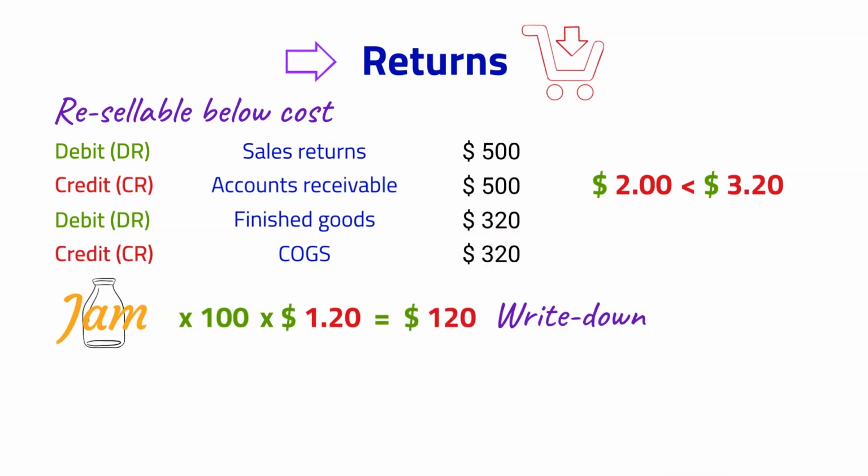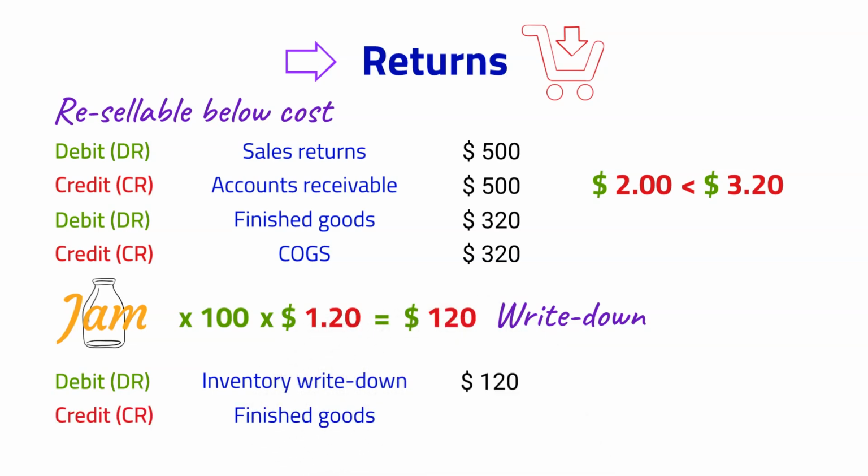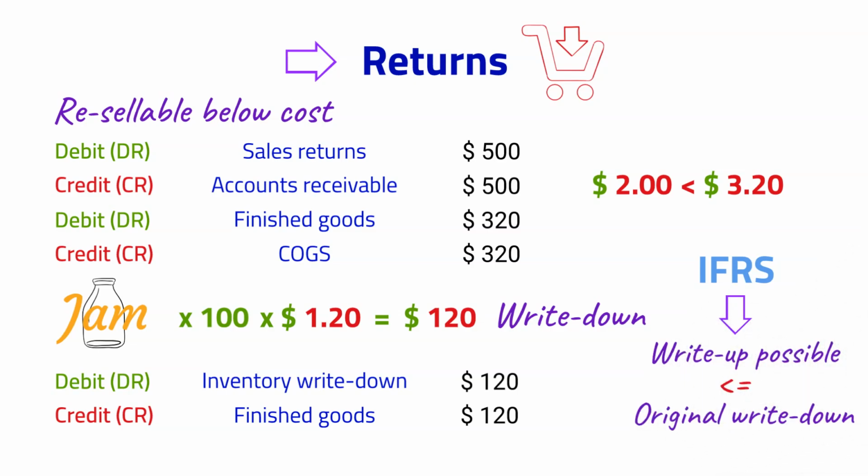Debit inventory write-down expense 120. Credit finished goods 120. The write-down brings inventory down to NRV and hits profits immediately. Remember, under IFRS, if NRV recovers later, you may reverse the write-down up to original cost.